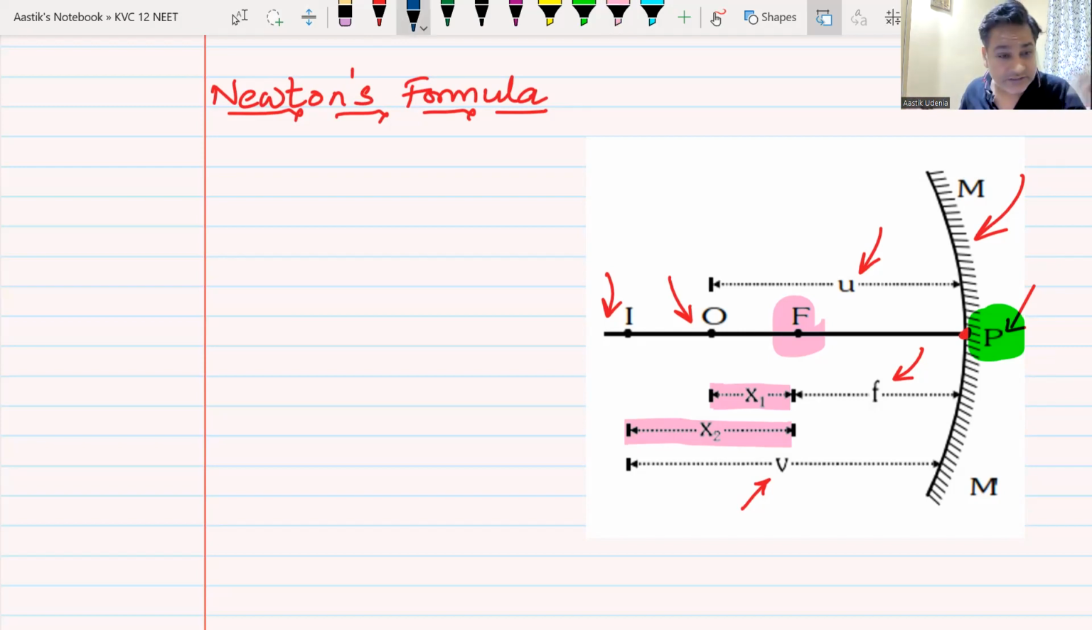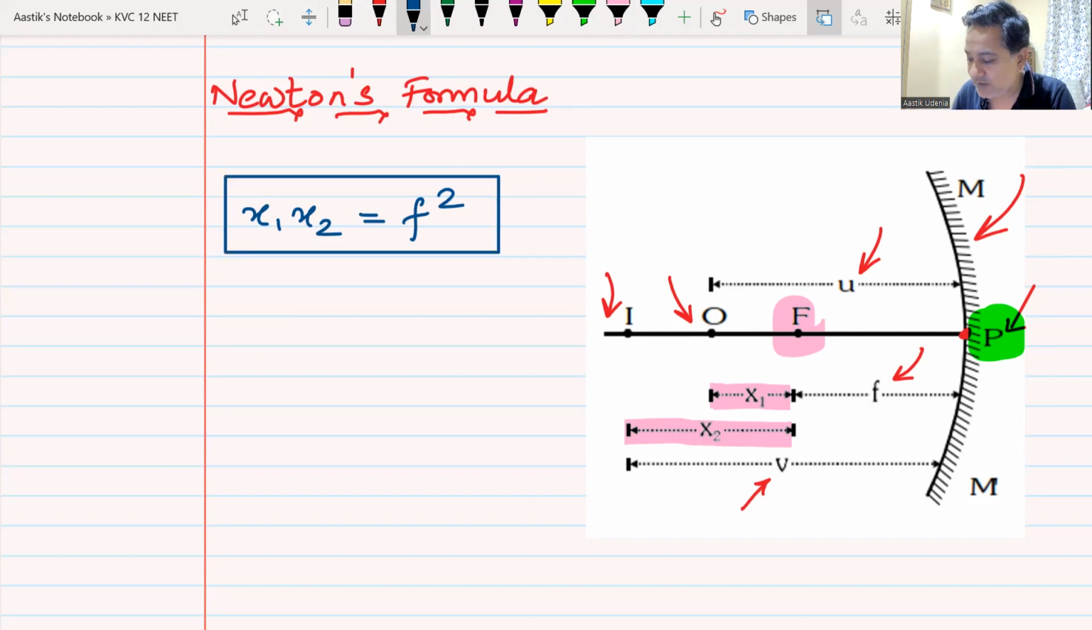And you would be surprised to see Newton's formula looks very simple. x1 into x2 is equal to f squared. And this formula is known as Newton's formula. Here the distances are measured from the focus of the mirror, and the formula looks like this. Don't worry where this formula comes from. It comes from the original formula, 1 by v plus 1 by u is 1 by f. Instead of u, you put the value in terms of x, and you get your answer.